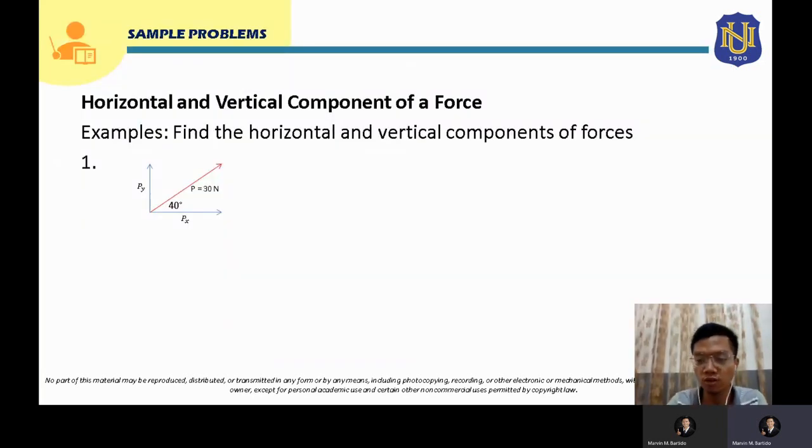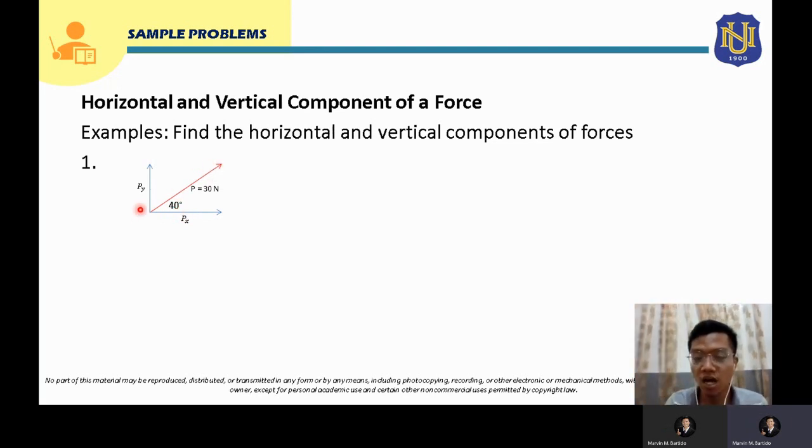Before we proceed to solving resultants of three or more concurrent forces using the component method, let's first recall how to solve the components of forces. We have here the following examples. We have to find the horizontal and vertical components of forces. So the first example is force P, which is 30 Newton and is 40 degrees from the horizontal. So we have to solve for the horizontal and vertical components of this force.